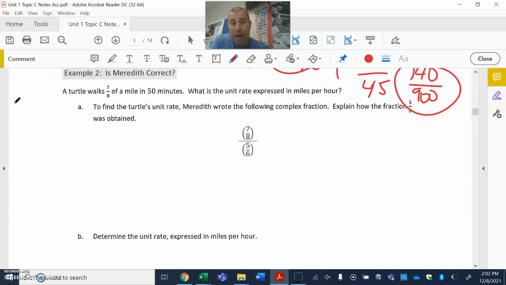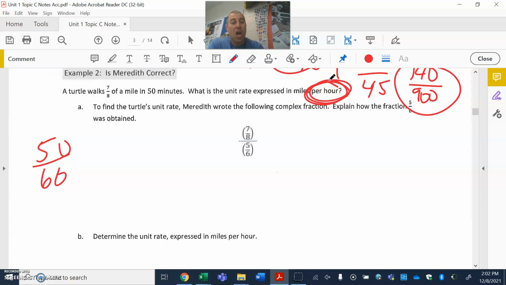Well, if we think about it, 5/6, how many minutes in an hour? 60. So if we did 50 out of the 60, when we simplify, we get to our 5/6. We did that because it put it in terms of hours. So we rewrote it in terms of hours. That's why we had to do it, and we couldn't just use the 50, because they wanted miles per hour. All right, so 7/8 divided by 5/6.